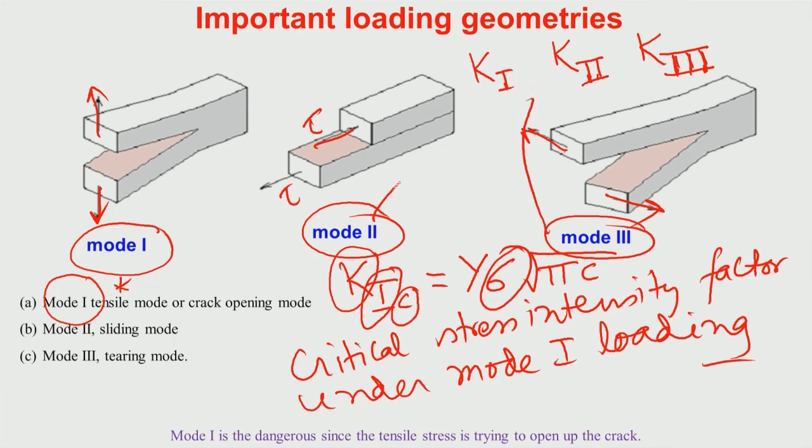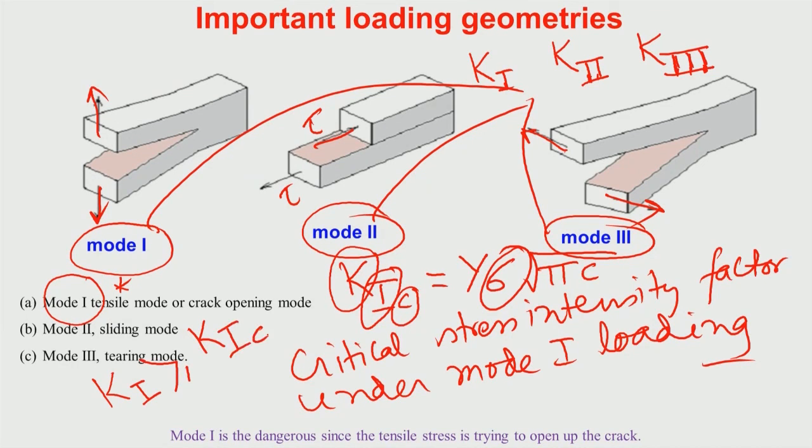Depending on the loading configuration, you can define the stress intensity factor under three different modes of loading. And then the criticality condition essentially means that when the external K1 value is equal to or greater than K1C, then failure occurs. K1C is an intrinsic property of a material, like every material has these fracture toughness values, which are independent of the testing conditions. So, that is the critical stress intensity factor.